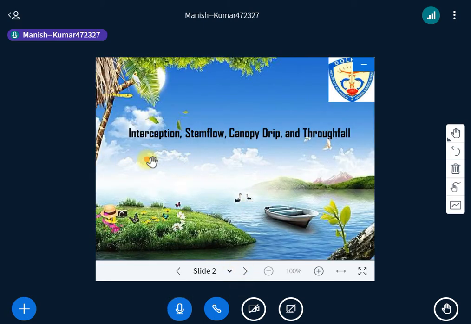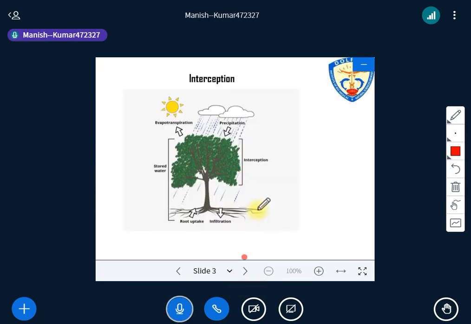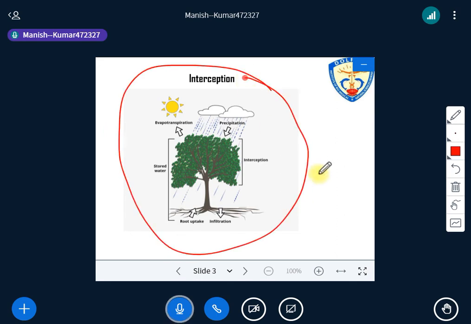So basically today I would like to cover this topic. Among the main topics we have interception, stem flow, canopy drip, and throughfall. So first we need to understand what is interception, what is stem flow, what is canopy drip, and what is throughfall. Through the image I would like to explain what interception is, right? You just look at the image first. You can easily understand what interception basically is.